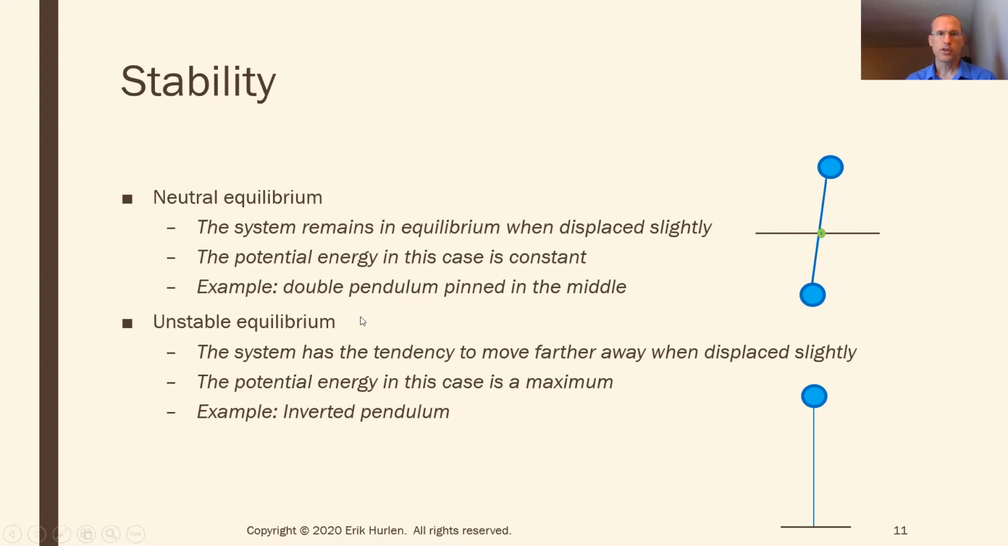Then unstable equilibrium, on the other hand, if you move it slightly, it basically takes off. So this is like an inverted pendulum. A pendulum standing upwards: if you get it exactly vertical, that is equilibrium. It's going to stay there. But any slight nudge left or right, and this thing's going to fall down. So that is unstable equilibrium. So that is potential energy.